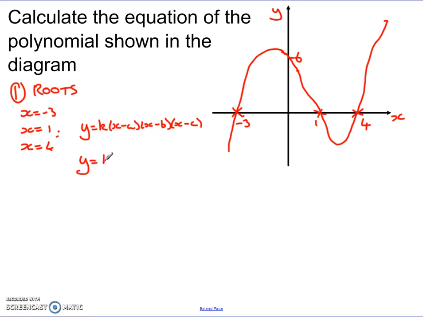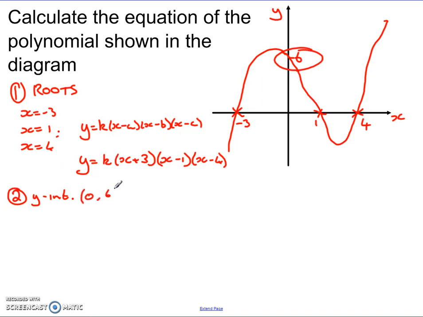So what we're then able to say is y equals k bracket x minus a, so we'll make a this one, so minus minus 3, so x plus 3, x minus b, we'll make b this one, so it's x minus 1, we'll make c the 4, x minus 4. So that's the first part. We've got the brackets done, but we still have this k value. Now, the k value comes from the second piece of information that we're going to take, our y-intercept. That's given here. So we can read off the coordinate of our y-intercept. That's simply 0, 6.